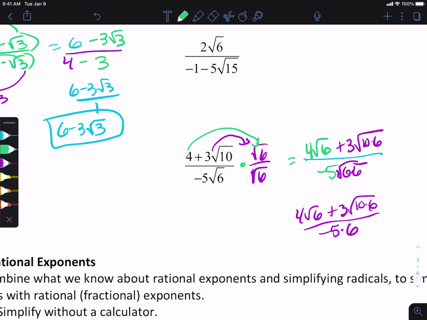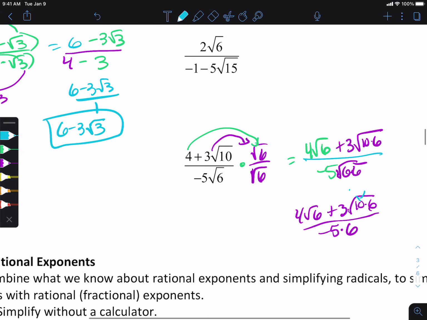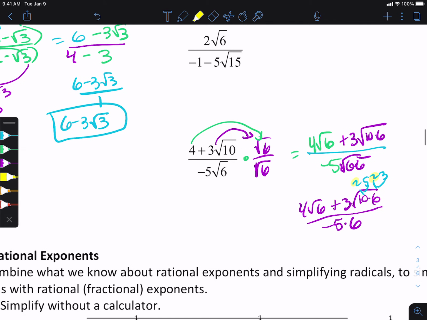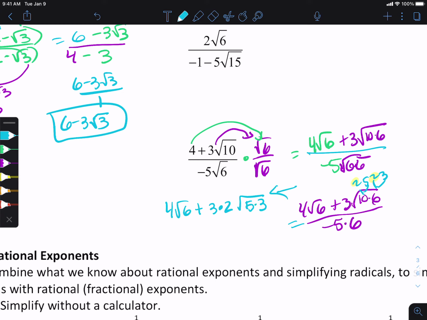Well, I didn't break down this root, so this is 2 times 5, this is 2 times 3, so that means we have a pair of 2s that I can take out. So I'm going to go sideways that direction. So we get 4 root 6 plus 3 times 2, and then root 5 times 3, because the 5 and the 3 were left over.